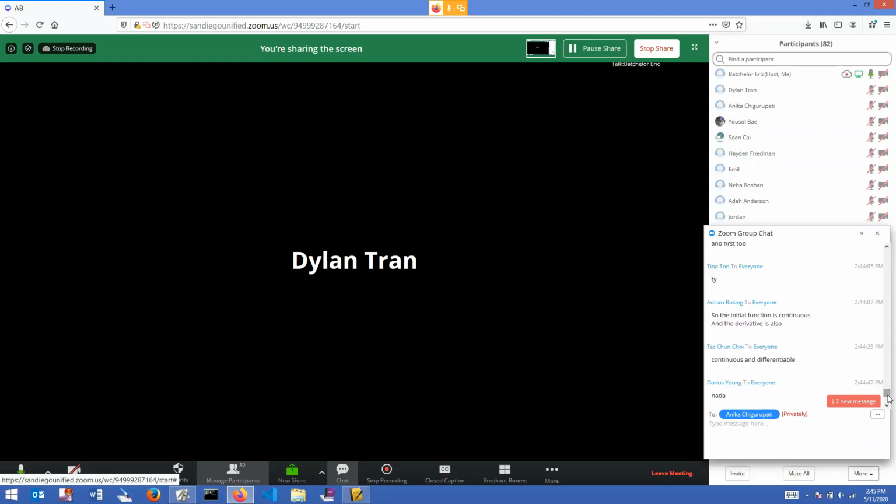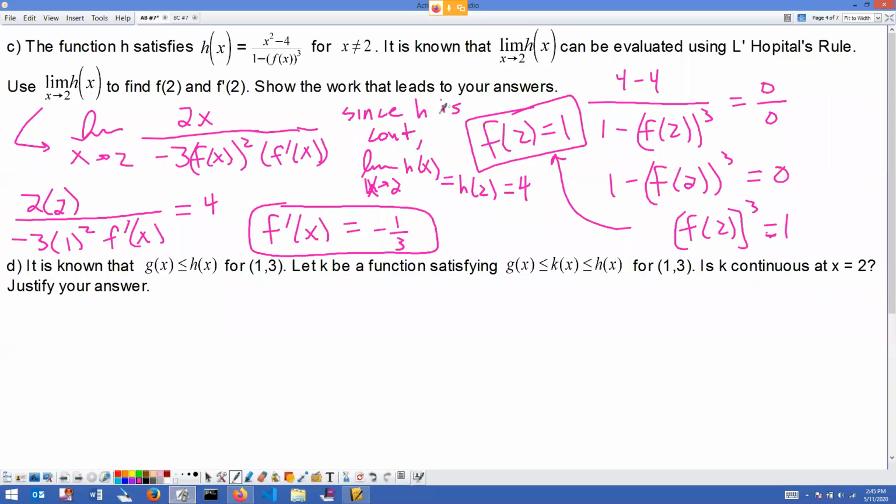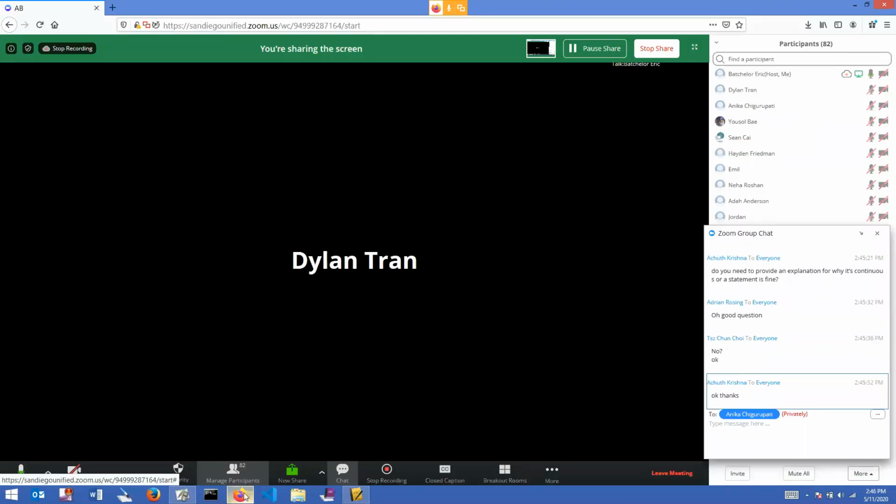So let's see here. Do you need to provide an explanation for why it's continuous? Just a quick statement is fine if it says that it's differentiable. You can just say that it's continuous, and that's good enough. Yeah, I mean, just say h is differentiable, so continuous, and then good enough. Does that answer everybody's questions? I think. Anybody still have questions on any of that?